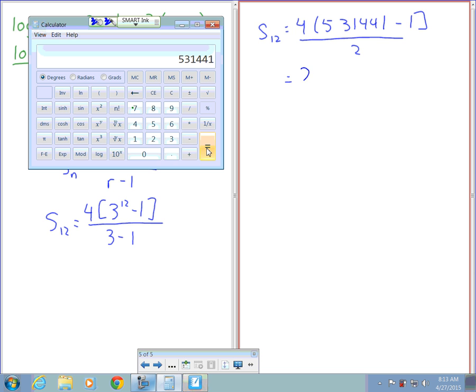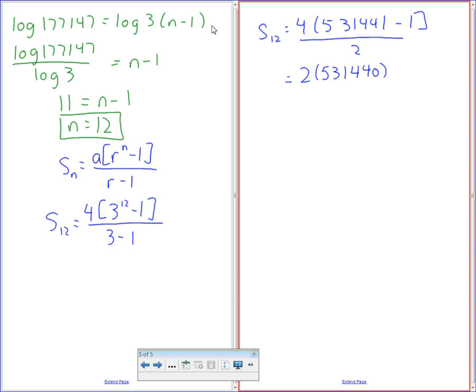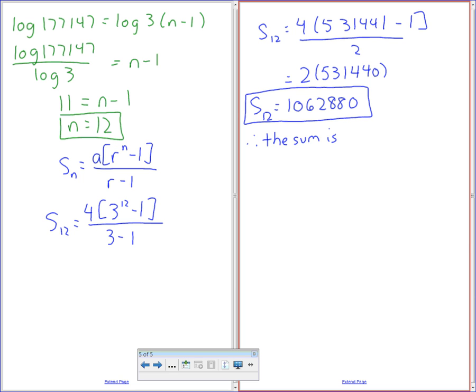I'm going to say 4 divided by 2 is just 2, so that's 2 times 531 440. Minus 1, oh goodness. I think I lost my calculator here. We'll try it again. So S12 equals 1 062 880. Therefore, the sum is 1,062,880. Great.